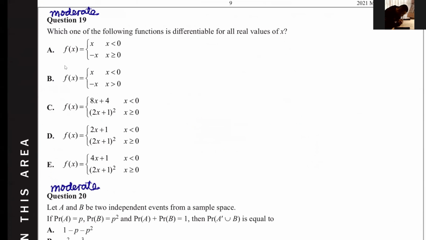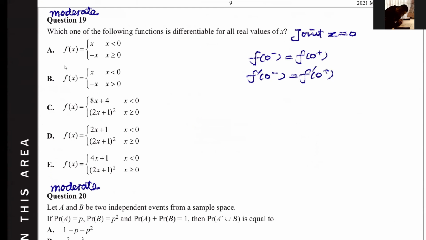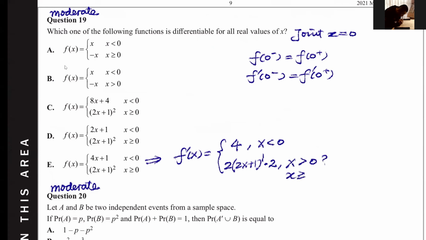Okay, which one of the following functions is differentiable for all real values of x? All of them have a joint at x equals to 0. So we sort of want f of 0 minus equals to f of 0 plus, and the derivative f dash of 0 minus equals to the derivative f dash of 0 plus, okay? So if you look at the last one, when I take the derivative f dash of x, you will get a 4, and x is less than 0. For the next one, you bring down the 2x plus 1 to the power 1, and multiply by the inner derivative. And should I write x greater than 0 or x greater than or equal to 0?